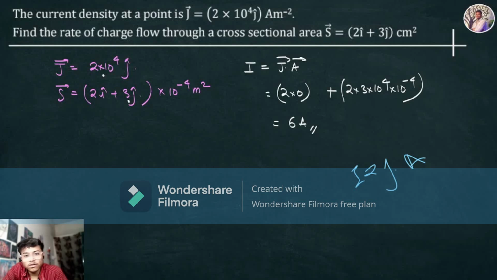it will be one, because it is a dot product. So theta is zero, so cos theta will be one. Okay, so we will find the current. Okay, so I'm solving this.